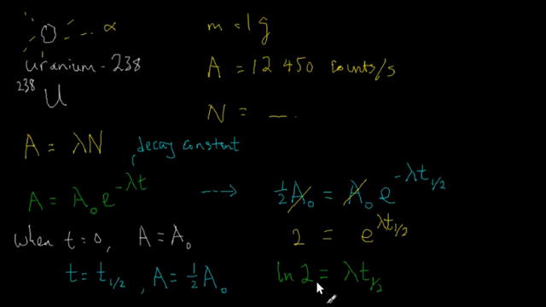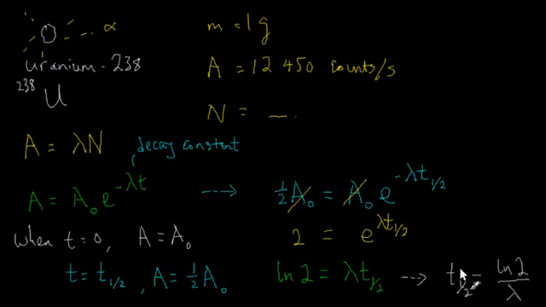Finally, I can rearrange this to make t half the subject. So t half would be equal to log 2 over lambda. So this means that if we know lambda, we can find the half-life, and we can find lambda if we know n, and here is what I'm going to do next.